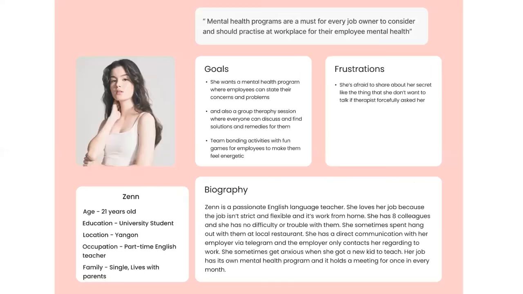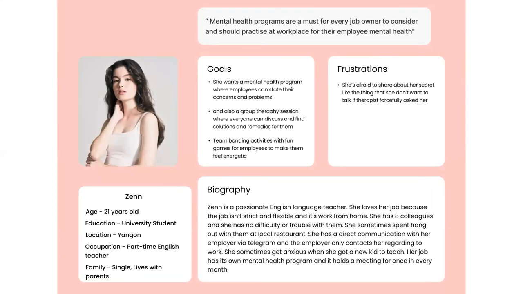Let's discuss only one user persona. We made multiple. Zen is 21 years old and she's a university student. We're going to skip that part.